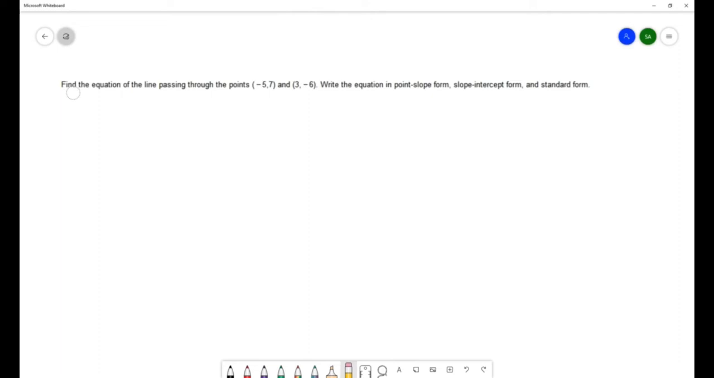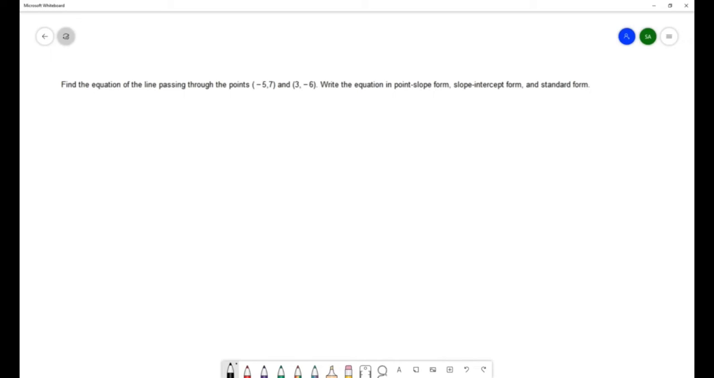On this question, we want to find the equation of the line passing through the points (-5, 7) and (3, -6). We want to write the equation in point-slope form, slope-intercept form, and standard form. So let's list out what each of those formats are.